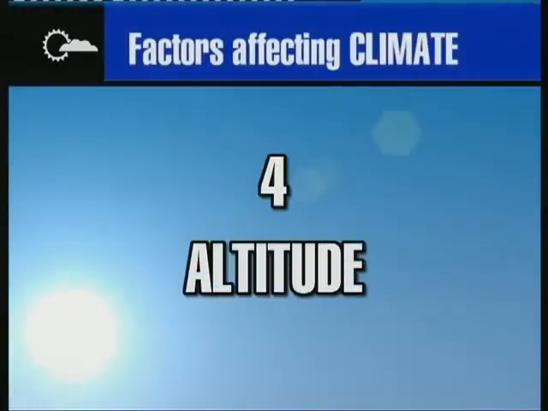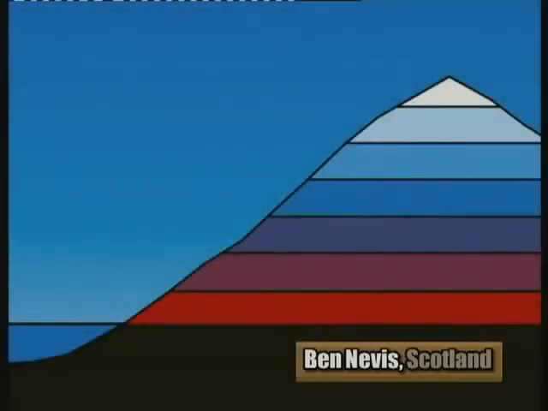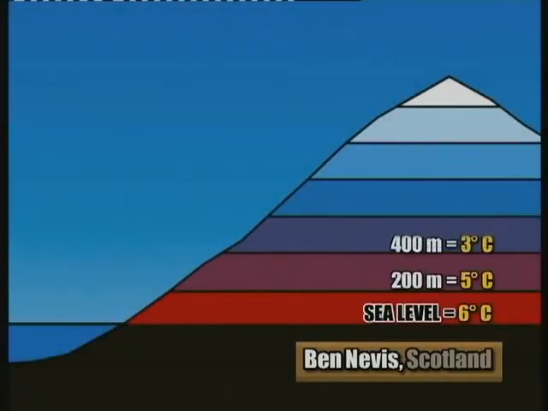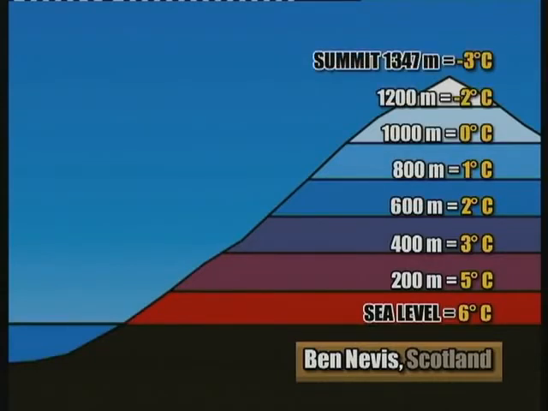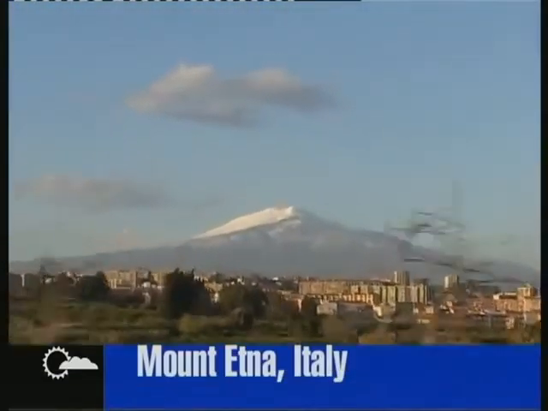Number 4. Altitude. Altitude is the height of the land. Have you ever been on top of a high mountain and noticed it's a bit chillier up there? Yes, height can have a big effect on the temperatures of a place. Temperatures can fall by 6.5 degrees centigrade for every 1,000 meters in height. This is what happens. As you go higher, the air becomes less dense and it absorbs less heat. That's why you often get snow on the top of mountains, even in hot countries.